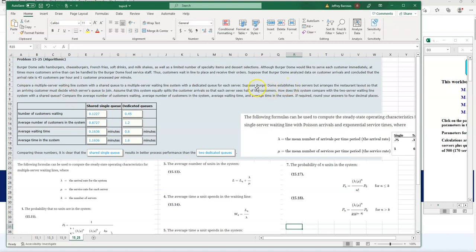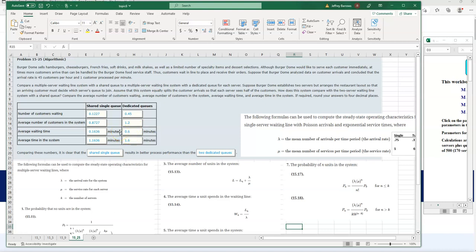So suppose Burger Dome establishes two servers, but arranges the restaurant layout so that an arriving customer must decide which server's queue to join. So that is effectively the dedicated queue. Assume that this system equally splits the customer arrivals so that each server sees half of the customers. How does this system compare with a two server waiting line system with a shared queue? There's four questions for each queue, and then we're going to compare the service.